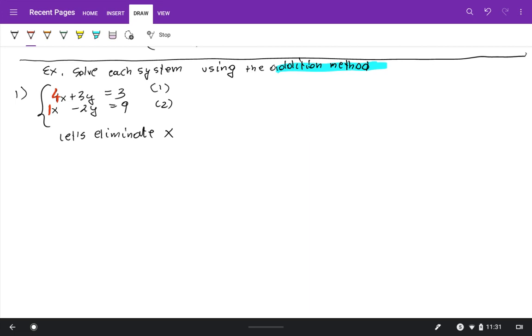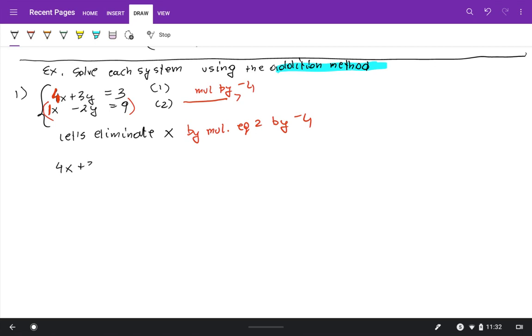So what I'm going to do, I'm going to multiply equation 2 by negative 4 so we can have opposite coefficients. So let's eliminate x by multiplying equation 2 by negative 4. Why do we pick negative 4? Because the first equation has 4 in front of x. So you always want to have opposites. So we multiply by negative 4. Let me copy the first equation, which we're not changing.